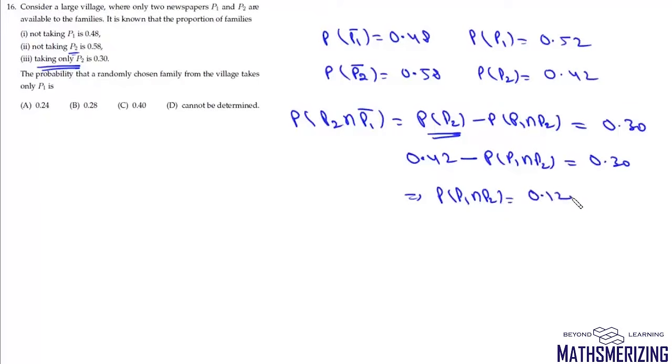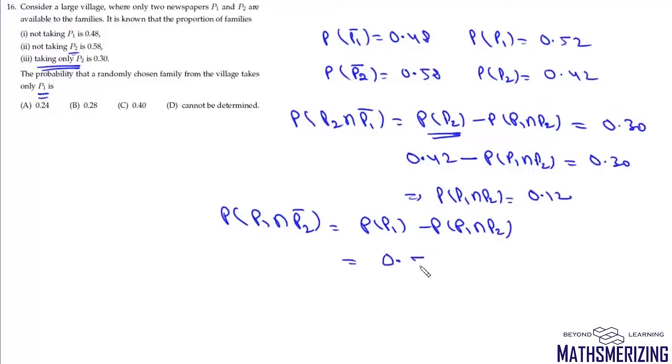Now we need to find the probability that a randomly chosen family from the village takes only P1. So that means we have to find the probability of P1 intersection P2 not. So it will be the probability of P1 minus the probability of P1 intersection P2. So the probability of P1 is 0.52 minus the probability of P1 intersection P2, which is 0.12. So it will be simply 0.40, and that's your option number C.